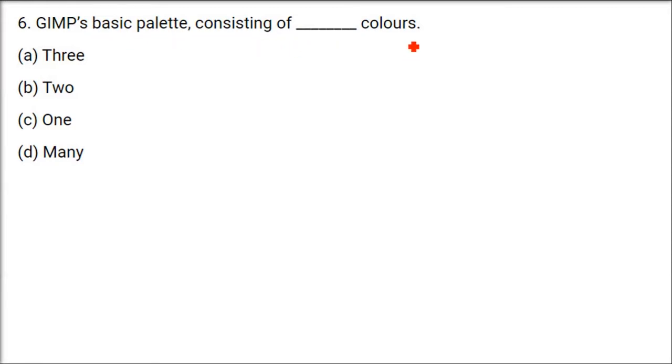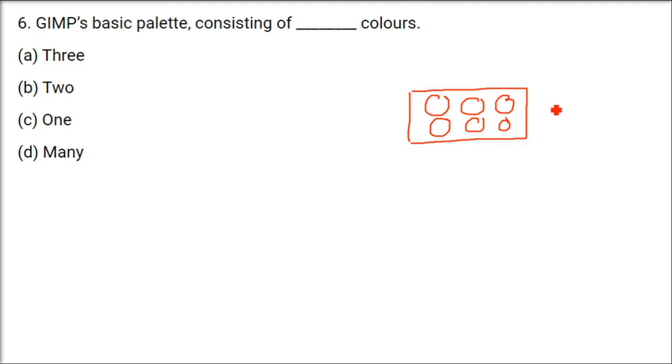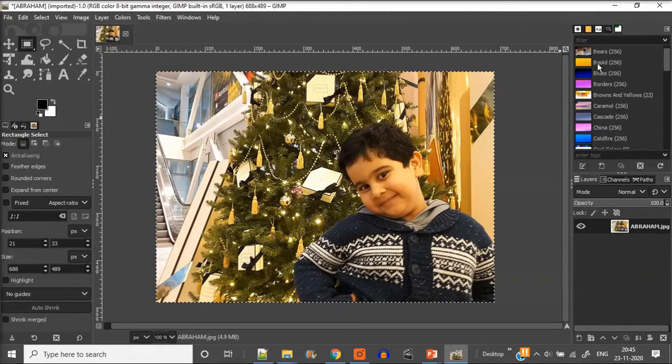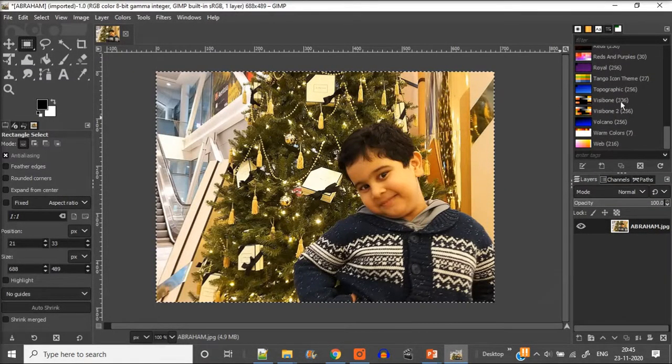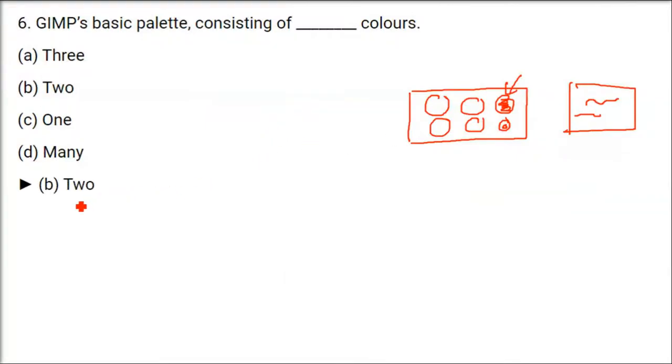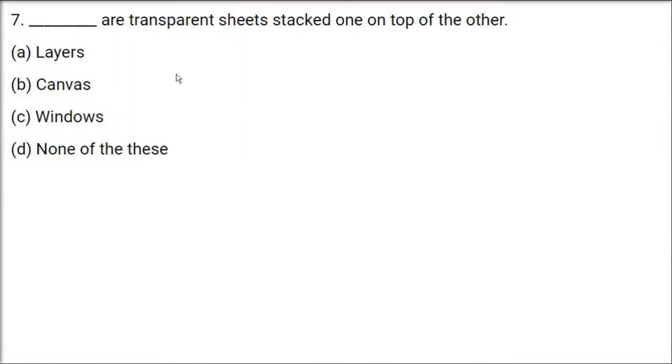GIMP basic palette consisting of dash colors. If you remember when you were a kid, you will have a brush and there will be a box in which different paints are there. You will just wet it, it means use water, and then you will use one of the colors and paint it on your paper or wherever the canvas is. So this color you will choose. Now this is the palette I am talking about. So here if you see on the right, this is the palette we are talking about. We will choose the proper color in which we want our image to be seen. So 2 is the answer. GIMP basic palette, 2 colors.